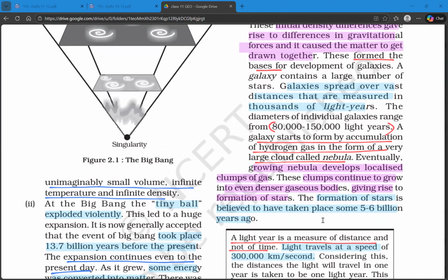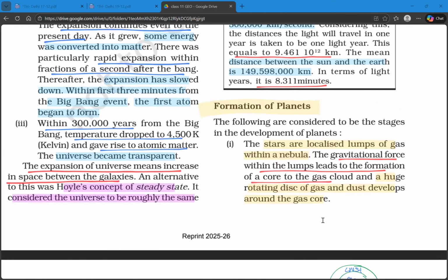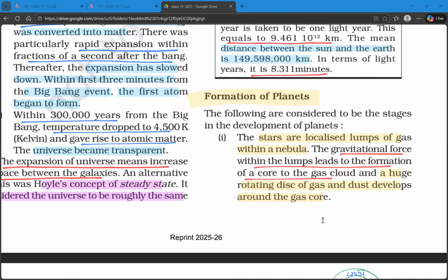The Big Bang took place 13.7 billion years ago, and the formation of stars took place around 5 to 6 billion years ago. And the next is the formation of planets. The following are considered to be the stages in the development of planets. The stars are localized clumps of gas within a nebula. The gravitational force within the lumps leads to the formation of a core to the gas cloud, and a huge rotating disk of gas and dust develops around the gas core.